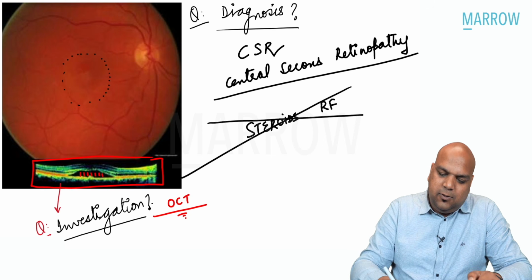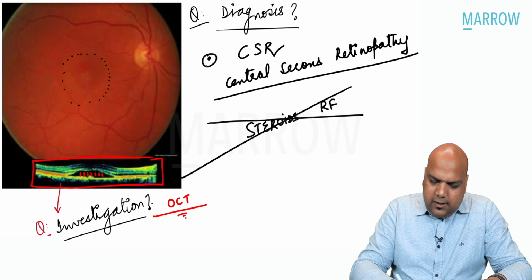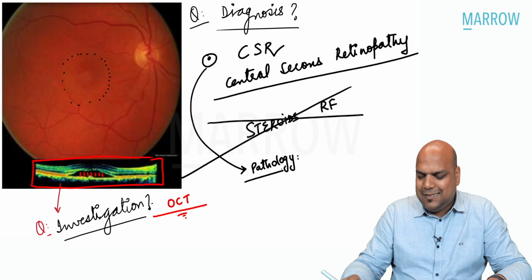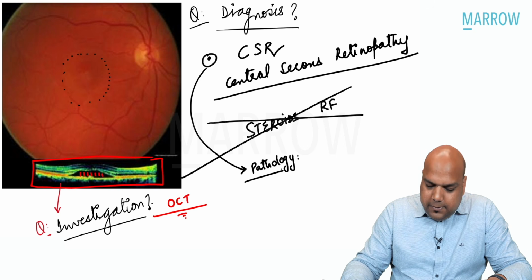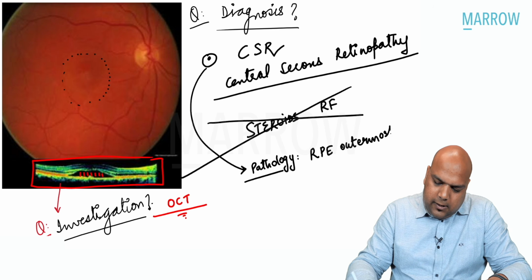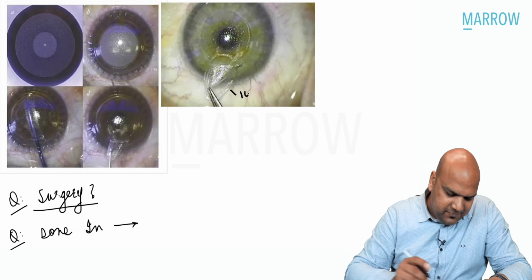Now, the question which was asked a lot of time back with such an image was, if you have a case of CSR, the pathology is in which layer of retina? If the fluid is collecting in the subretinal space, then the pathology has to be in which layer? Yes, the outermost layer. The outermost layer is the retinal pigment epithelium, or the outermost layer of retina, number 10. Right, guys? Okay, let's move on.